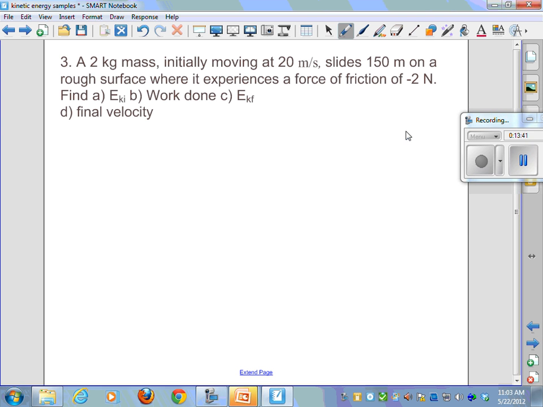How about you guys try number 3? Follow that template I showed you in number 2. It's exactly the same, except the force is negative, which means it's going opposite and it's going to be slowing down.